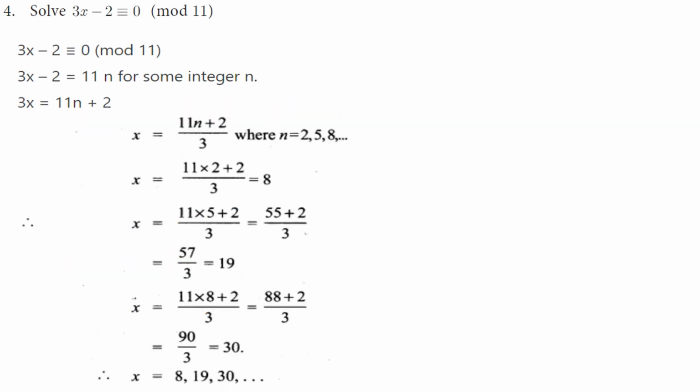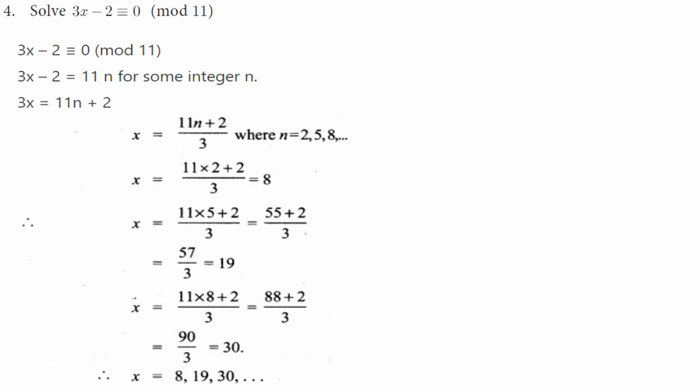Next, solve 3x minus 2 congruent 0 mod 11. Therefore, 3x minus 2 equal to 11n for some integer n. Next, 3x equal to 11n plus 2. We have to put n values such that 11n plus 2 is exactly divisible by 3. Therefore, we take n equal to 2, 5, 8. Its difference must be 3. So, 5 minus 2 is 3, 8 minus 5 equal to 3. We take such values. So n equal to 2 means 11 twos are 22 plus 2, 24 by 3 equal to 8, the first value x equal to 8.